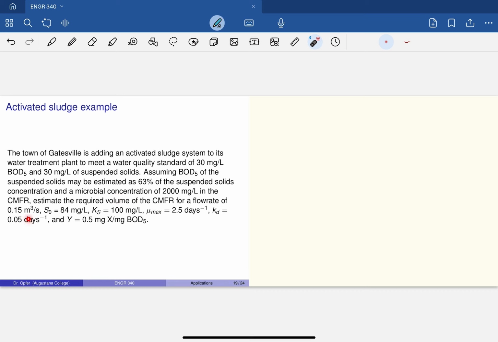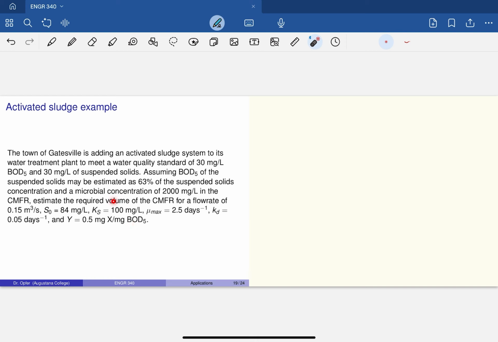of 0.15 meters cubed per second, an inlet BOD concentration of 84 milligrams per liter, Ks equals 100 milligrams per liter, mu max is equal to 2.5 inverse days, Kd is equal to 0.05 inverse days, and Y is equal to 0.5 milligrams of biomass per milligram of BOD5.